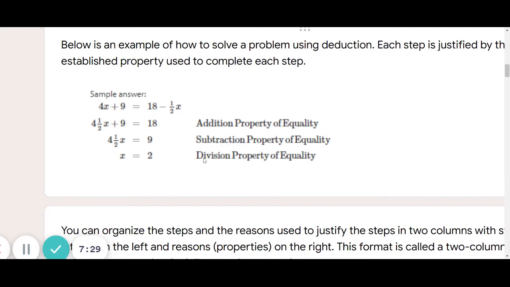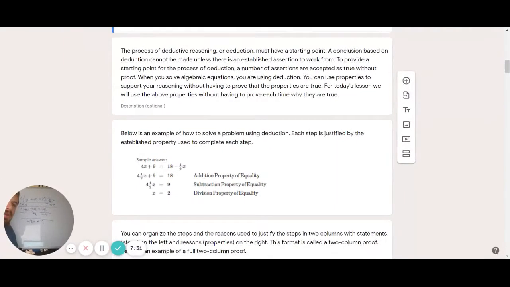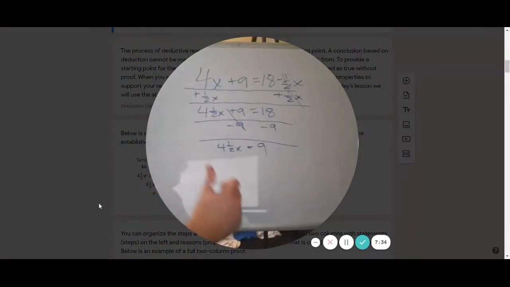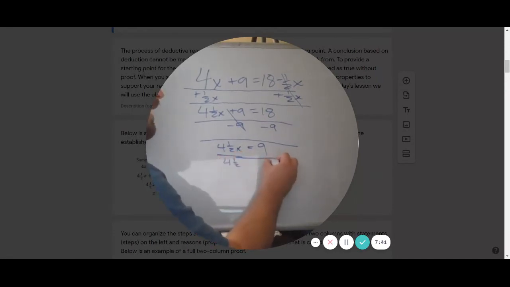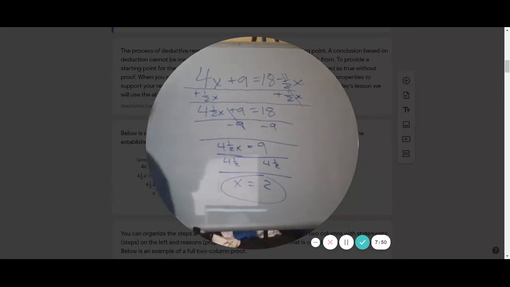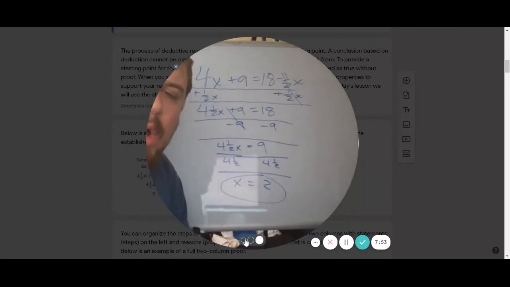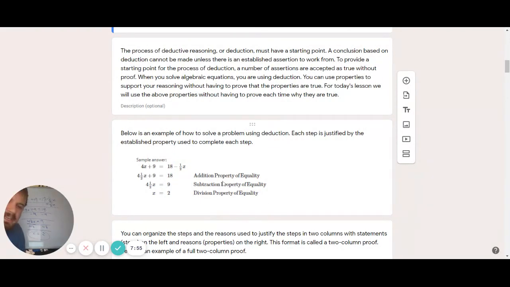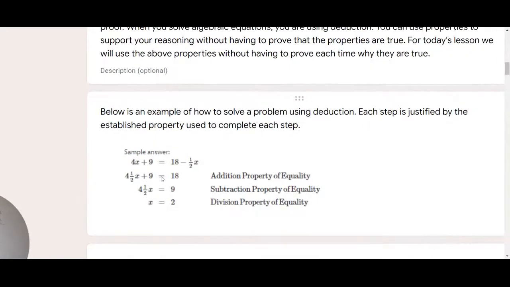And lastly, they're doing division property. What are they dividing by? So I'll go right here. If you then divide by 4.5, 4.5 divided by 4.5 is x by itself. 9 divided by 4.5 is going to be 2. And there we go. So you see how they do that. They're doing each step, but they're telling you what the rule is, why you're allowed. Because see, you could get from here to here and be like, well, why are you allowed to do that? Because addition property tells me you can add to both sides.